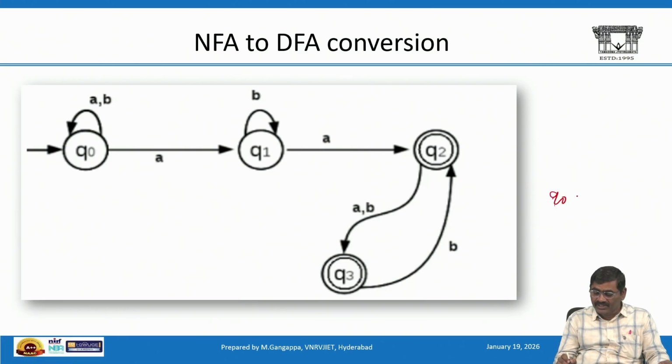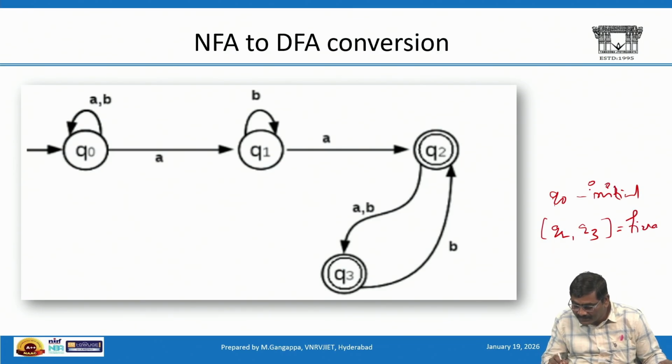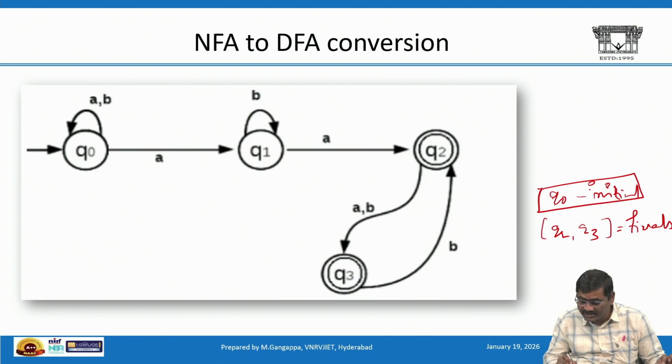Q0 is the initial state, and Q2 and Q3 are the two final states. The initial state should be the same in the DFA as in the NFA. Therefore, Q0 should be the initial state in the DFA as well as in the NFA.